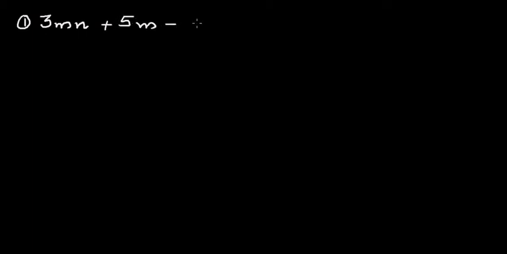minus mn minus 3m. So here, the first thing that we need to do is to group the like terms. So you've got 3 lots of mn, take away 1 lot of mn. So I'll rewrite it like this. So this is the same as 3 lots of mn, take away 1 lot of mn.